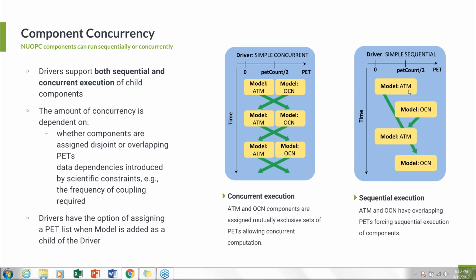So care must be taken in setting up what we call the pet list, which is how these pets are assigned, to make sure that you get concurrency where you want it, and that you get sequential execution where you want it, and you have a good load balance situation.